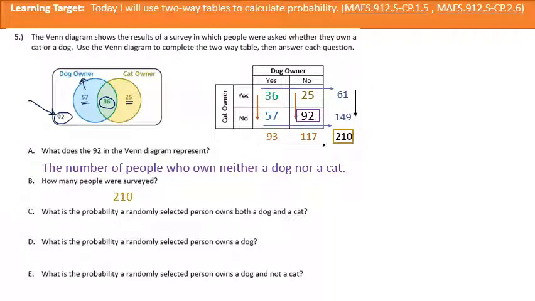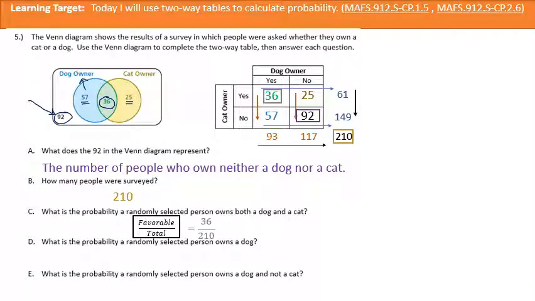Part C, what is the probability that a selected person owns both a dog and a cat? Both a dog and a cat, so they're going to say yes to both. Should be 36. So what's our probability? Probability is always favorable outcomes over total outcomes. So we're looking at 36 over 210.